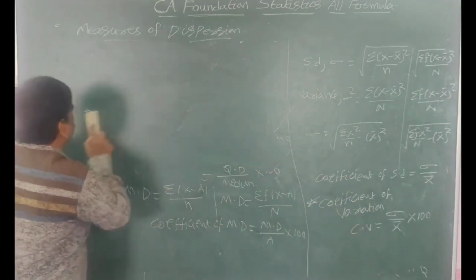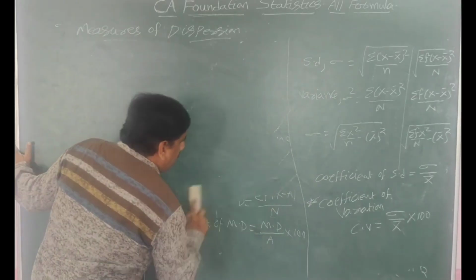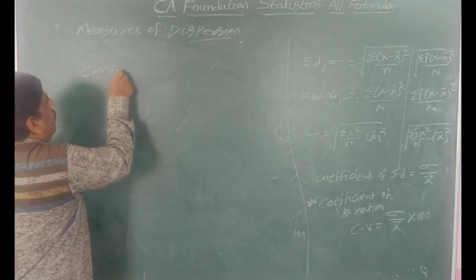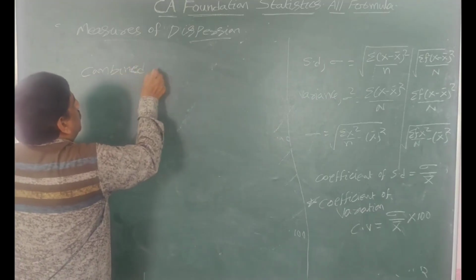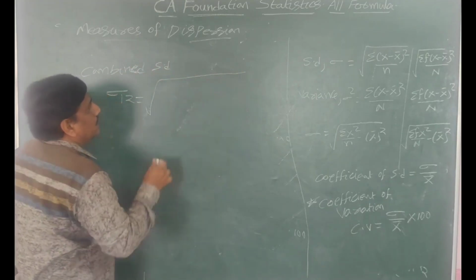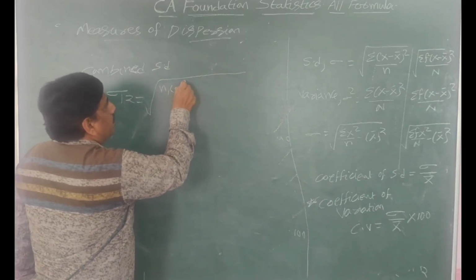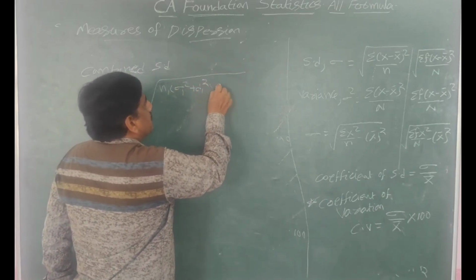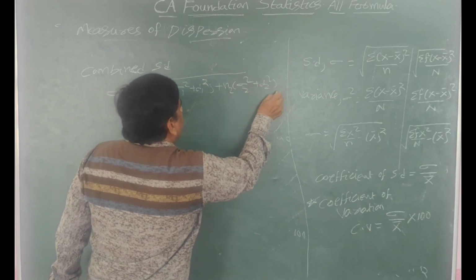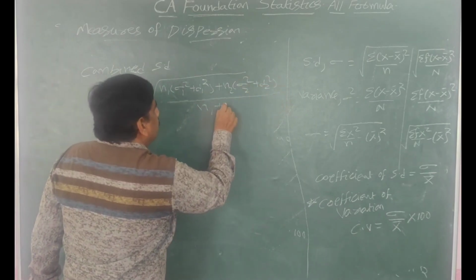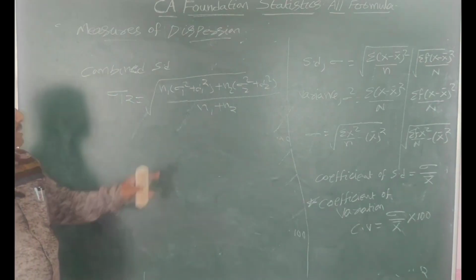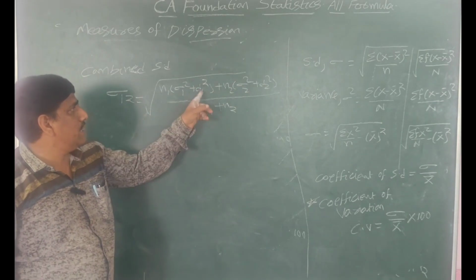Combined SD. Combined AM, combined GM, combined HM, and now combined SD. The combined SD formula is sigma 12 equal to square root of n1 into sigma 1 square plus d1 square plus n2 into sigma 2 square plus d2 square, divided by n1 plus n2.